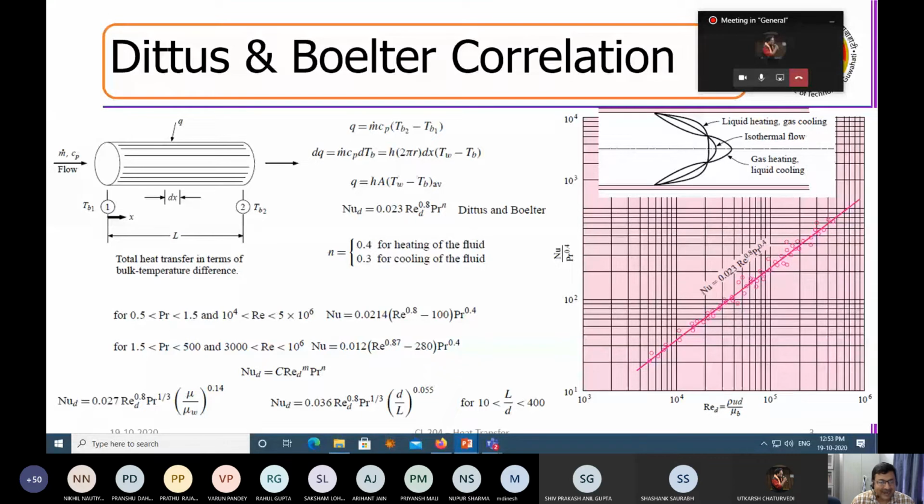And you keep adding different parameters specific to different types of flow. Say when D by L comes in, when I want to know what the entrance effect is. For a given D by L, if this is the length of the tube and this is the diameter of the tube, if the diameter is very small and the length is very high, then most of the pipe will be filled with fully developed flow.